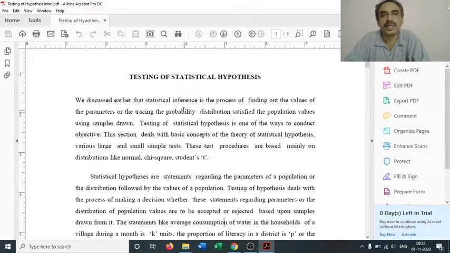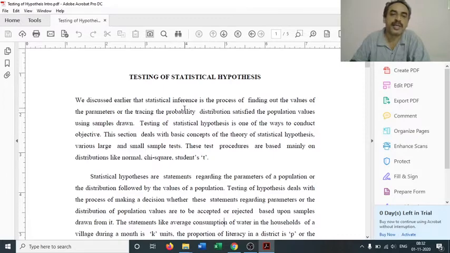In testing of statistical hypothesis, we are accepting or rejecting those statements, whether they are true or false, based upon samples taken from that. Therefore, testing of statistical hypothesis is a decision-making task. We will say that the sample has sufficient evidence to accept, or we say that the data do not support the proposed statements. Therefore, testing of statistical hypothesis is the process of accepting or rejecting a hypothesis regarding the parameters of a population based upon samples taken from those population.